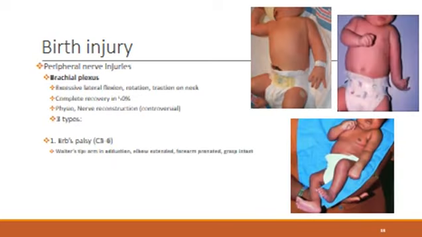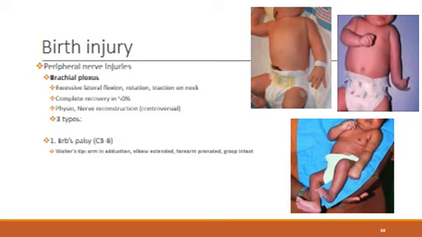Brachial plexus injuries are serious injuries that take place usually because of excessive lateral flexion, rotation, and traction on the baby's neck. And this often is associated with deliveries of babies with shoulder dystocia. The complete recovery can be expected in up to 50% of cases, but other babies might need physio and even nerve reconstruction. There are 3 types depending on where the damage to the brachial plexus is located.